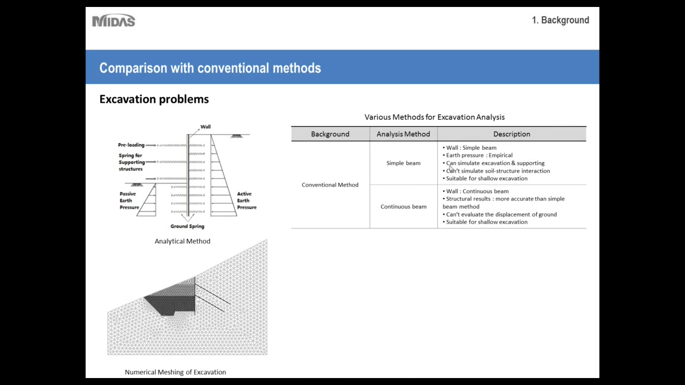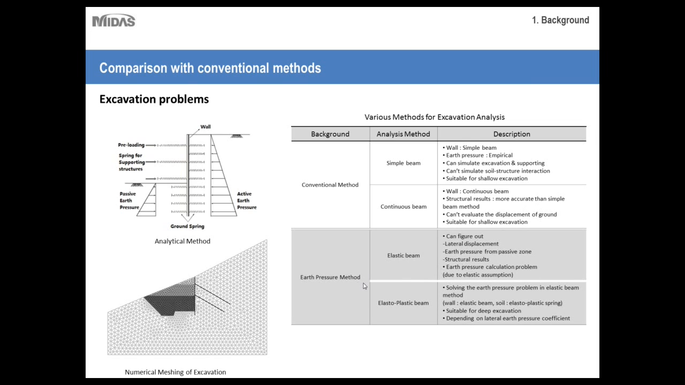Okay, so excavation type problems. First let's discuss conventional methods. The two analysis methods of interest are simple beams and continuous beams. One of the main things to note is that these are suitable for shallow excavations. In other words, for smaller, more conventional, straightforward projects, a conventional method could suffice because there are fewer variables to take into account.